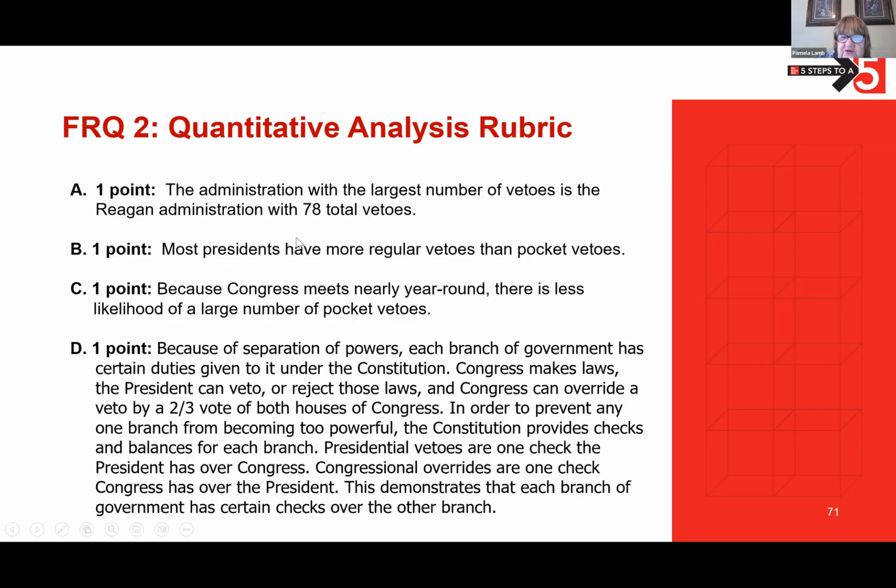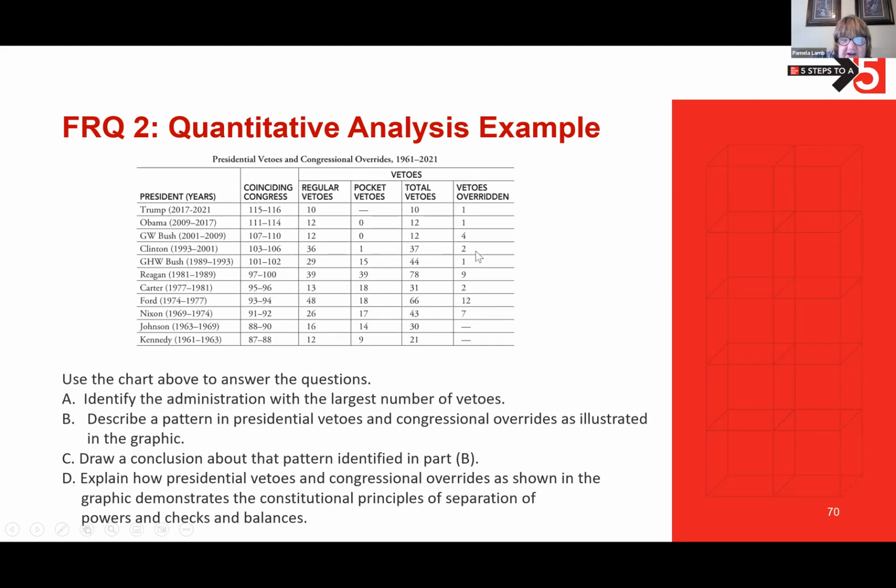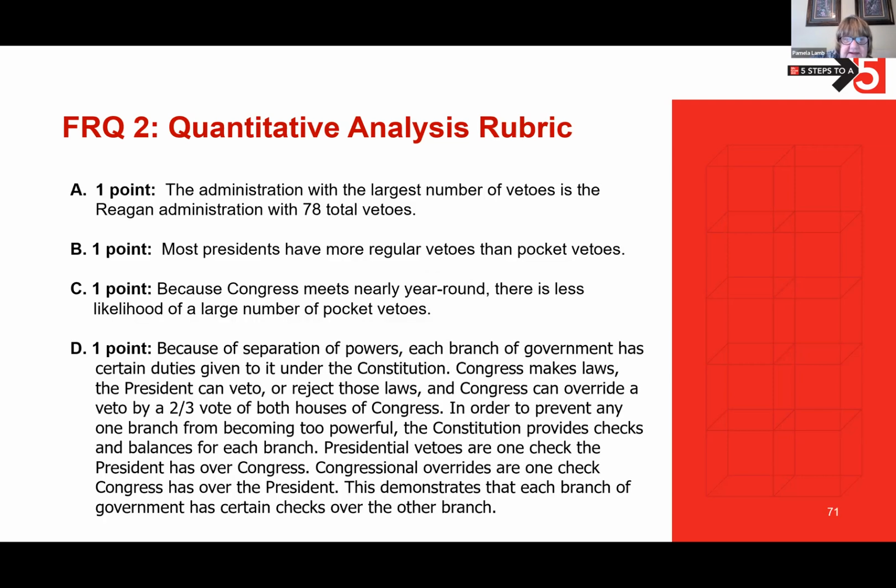So if you look at a rubric, if you'd have said Ronald Reagan, you would have got 1 point. And if you go back and look, most presidents have more regular vetoes than pocket vetoes. So go back to that question, a pattern. Okay, most presidents have way more regular vetoes than they have pocket vetoes. Not all of them, but most of them. So that's a legitimate pattern.